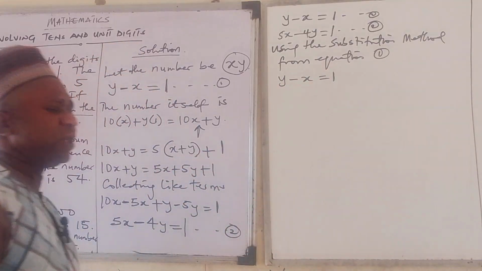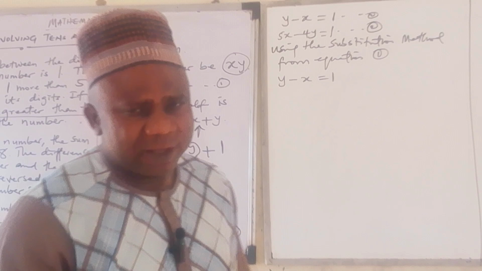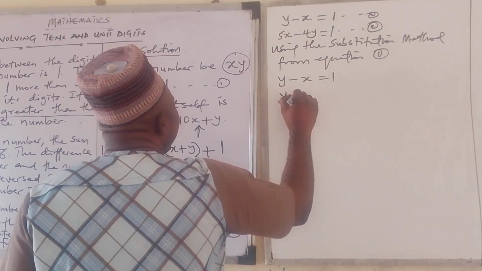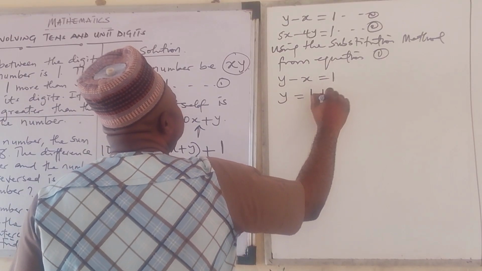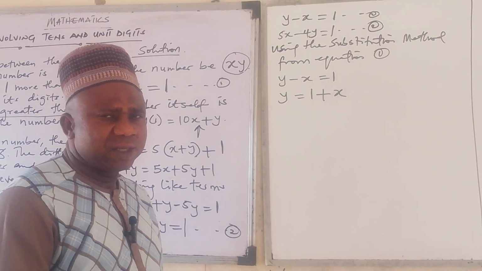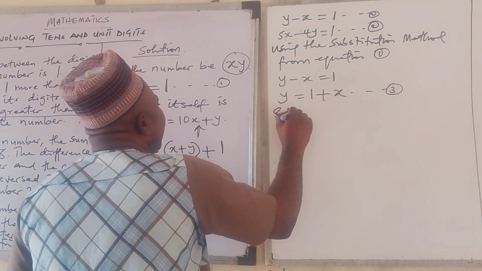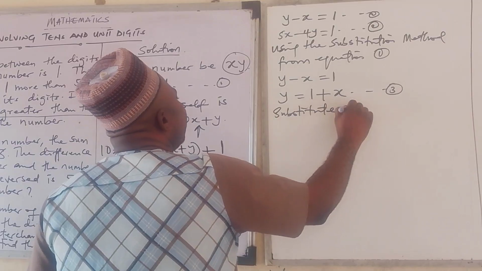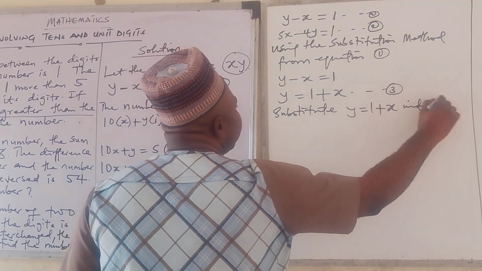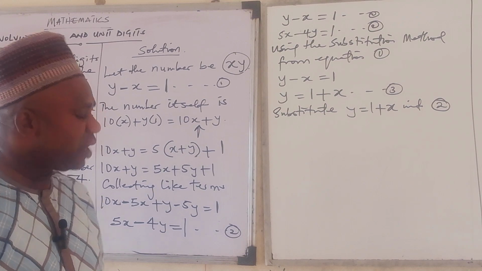Now let's make y the subject of the equation. Making y the subject implies isolating y, making y exist alone. So in this case, we have y will be equal to 1 plus x. As you can see, we only have y here now. So it means we have made y the subject. So now let's call this equation 3. Here, we're going to substitute y is equal to 1 plus x into the other equation, which is equation 2. So anywhere we see y in equation 2, we are putting 1 plus x there.